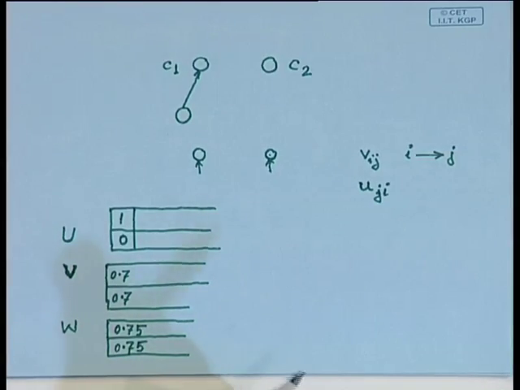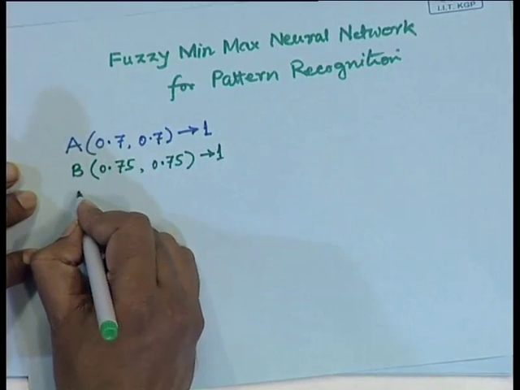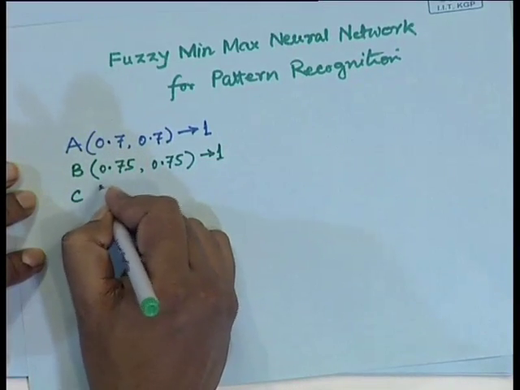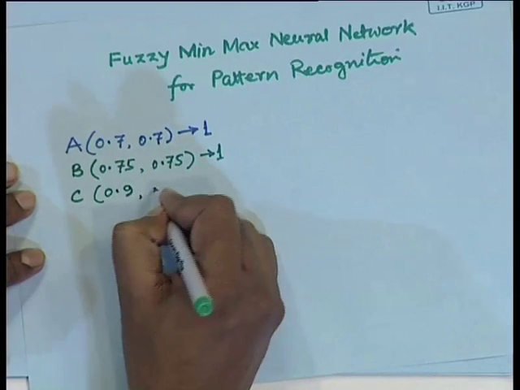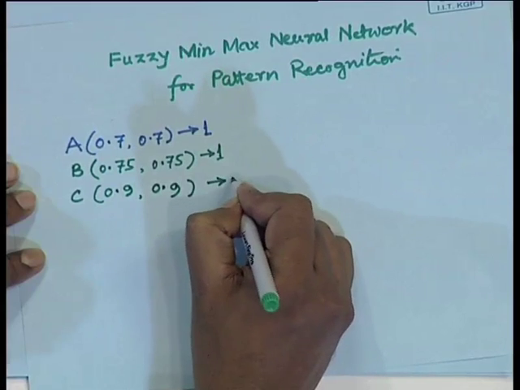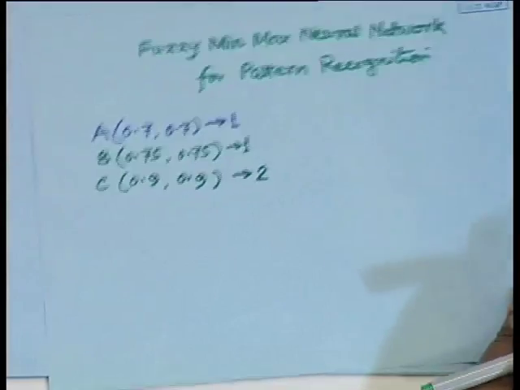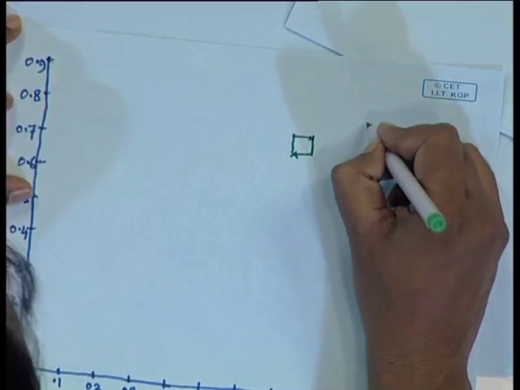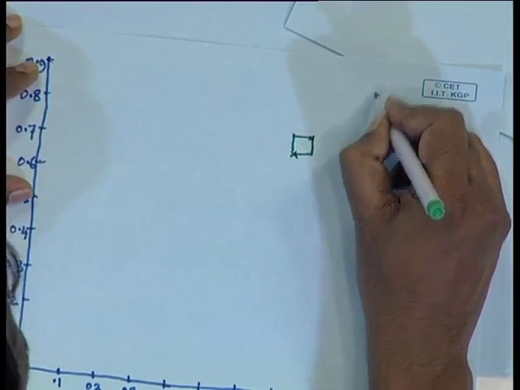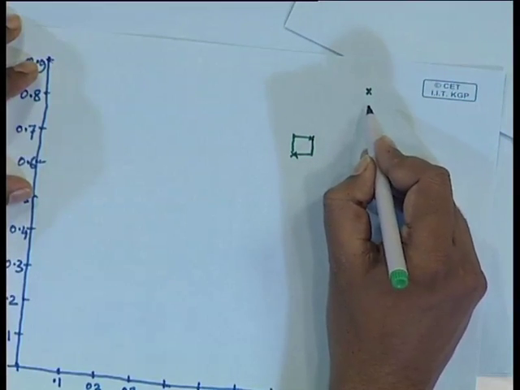Okay. Now comes the third point. The third point that we considered was point C, which is 0.9, 0.9, okay. And we said that this point belongs to class 2. Okay. So, I will take this 0.9, 0.9 over here. So, 0.9 and 0.9 is this one, okay. And this belongs to class C2.